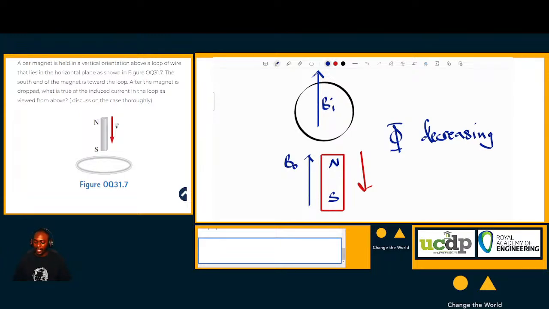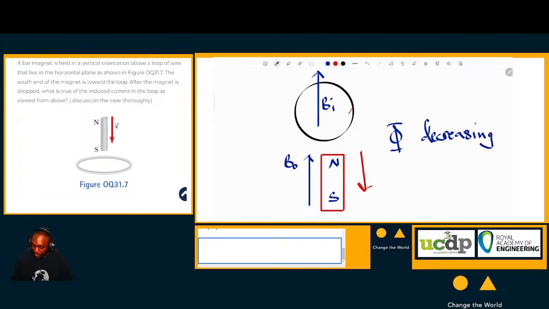All right. Again, you do the same thing. You grip your coil in such a way that your palm is in contact with the conductor, and your forefingers are pointing upwards in the direction of the induced magnetic field, and your thumb will be pointing in the direction of flow of current. And we realize that in this case, the direction of flow of current will now be counterclockwise. So it will now be counterclockwise.